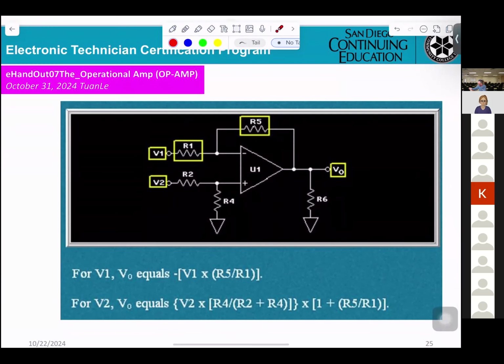For V1, if you want to calculate, the first thing you have to do is remove the other input and calculate for V1 only. So V1 connects to the negative and the positive is grounded. It will be an inverting amplifier. So Vout equals V1 times the gain of the inverting amplifier, R5 divided by R1, and that will be negative. In this case, you have to remove V2, so the positive input is connected to ground. You get this output.